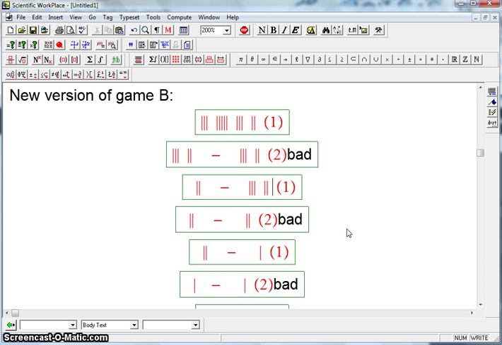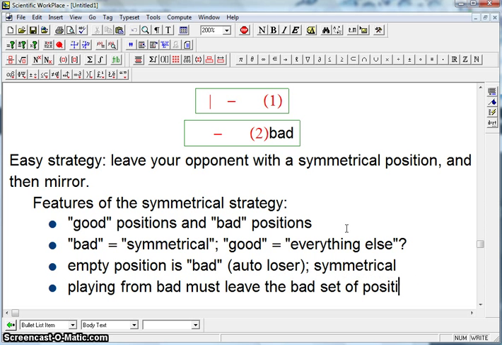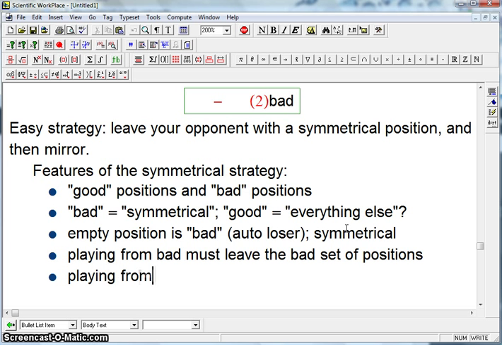So if you're left with a bad position to play from, you've actually got to go out of the bad class and improve it. Oh, darn, I'm improving it for my opponent. And then player one is always able to put it back in the bad set of positions. Let me summarize that quickly. Playing from bad must leave the bad set of positions. And playing from good, well, that's the question mark: can it always create bad? Or can it? That's where we're going to have another video.